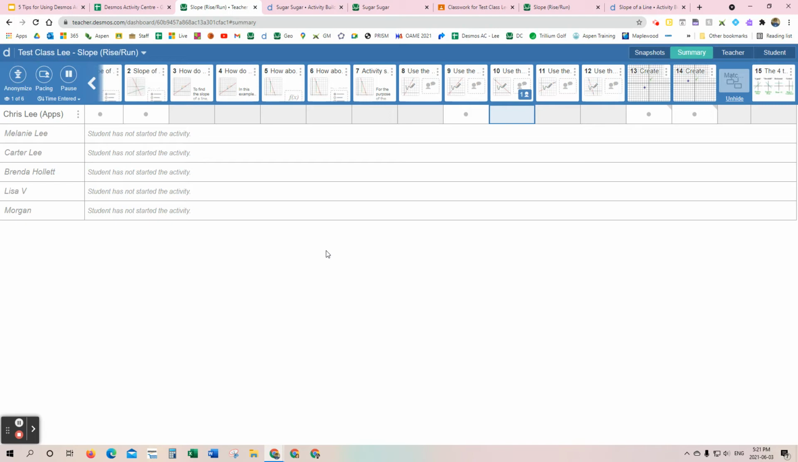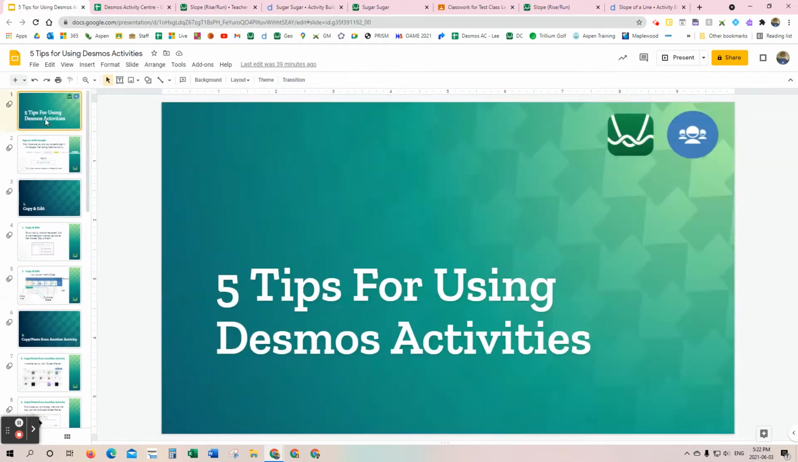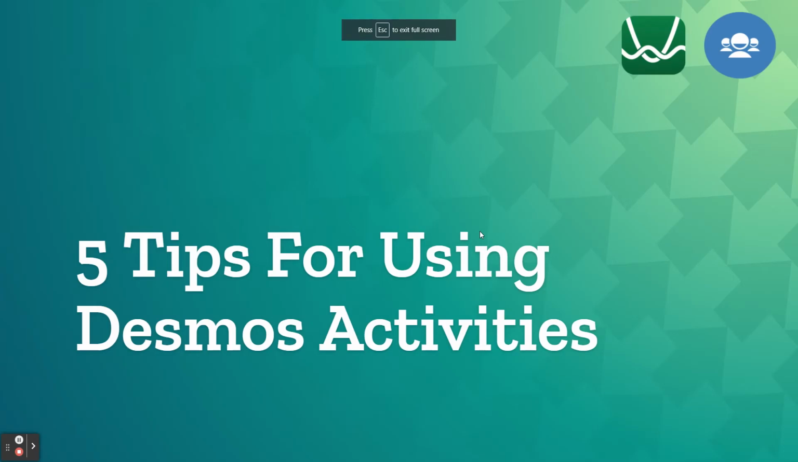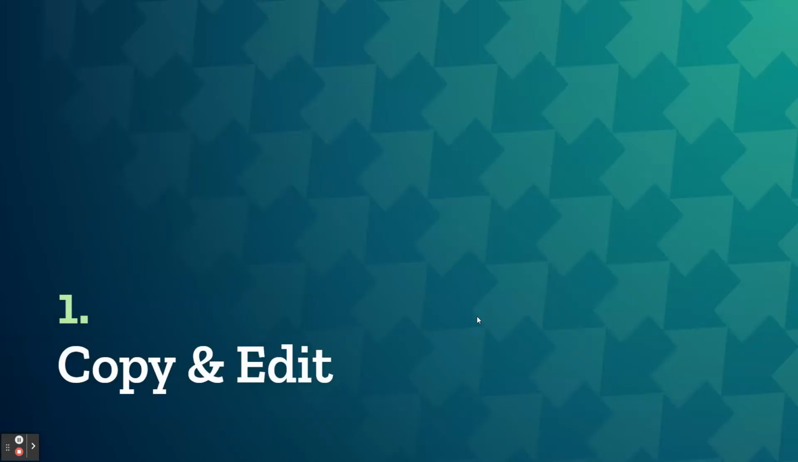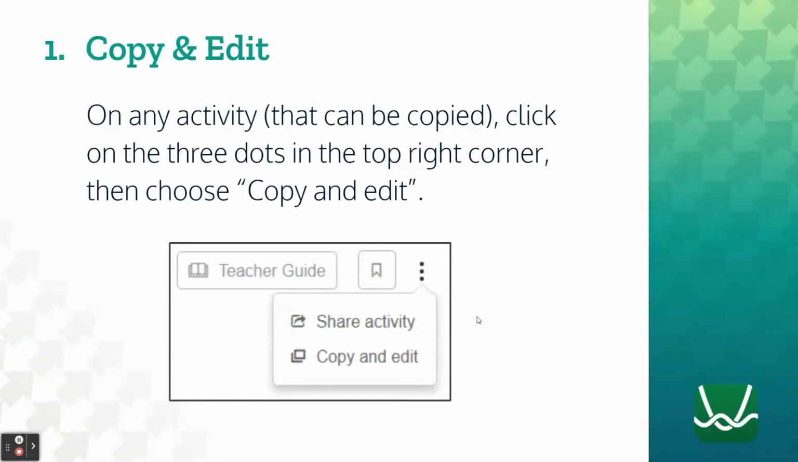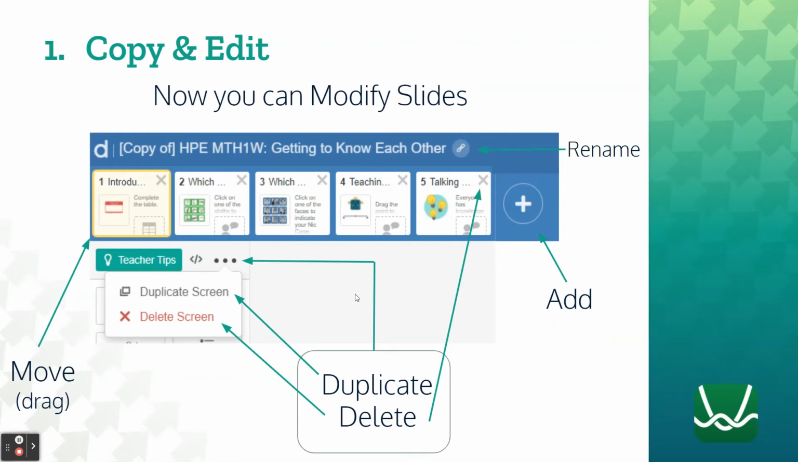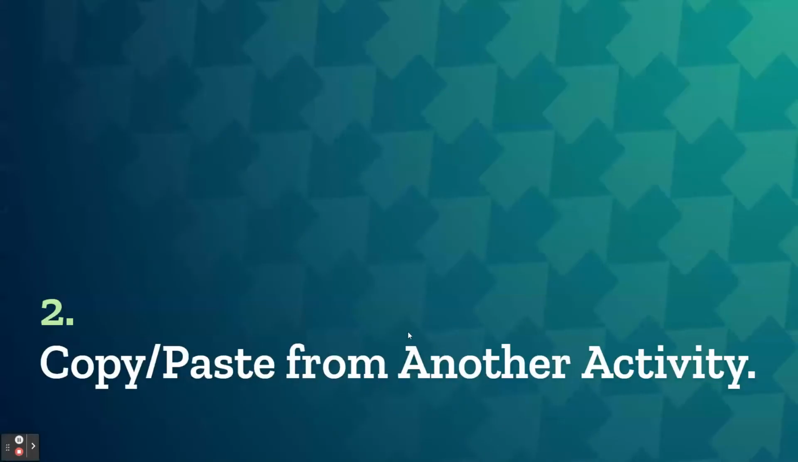Okay, so these are all just parts of the tips that I think are helpful. Let's just make sure I've hit all the points in the slideshow. So, present. All right, so I encourage you to sign in with Google so that you can make that integration with Google Classroom. Copy and edit, I think, is the biggest thing. So we taught you how to grab an activity, copy and edit to make it your own. You can modify the slides by dragging them, renaming the title, adding slides, deleting or duplicating slides. Those are all stuff I demonstrated.